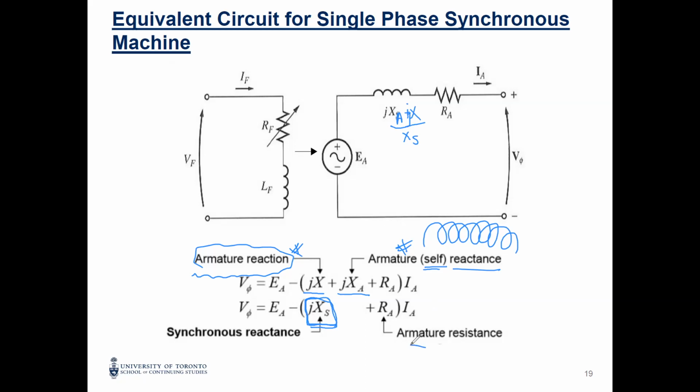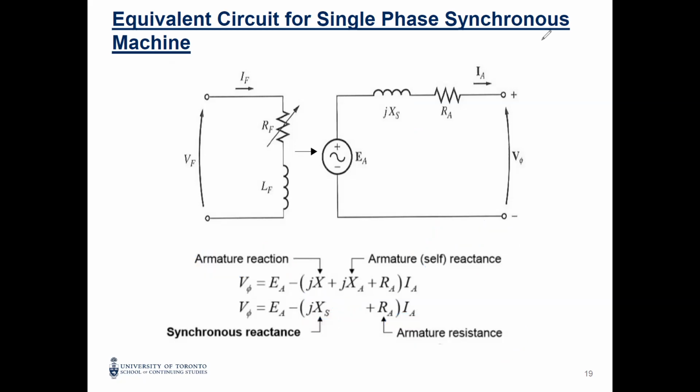Okay, we have armature resistance. As I said, most of the exams ignore the RA. Not 100%, like I saw some of the exams that still have the RA. It is very small compared to the XS. So XS is much larger. Any questions so far?